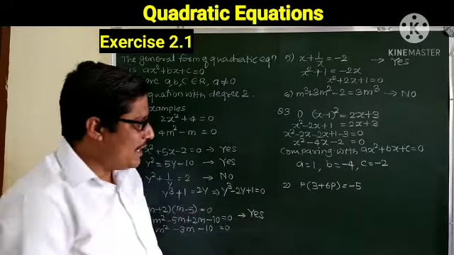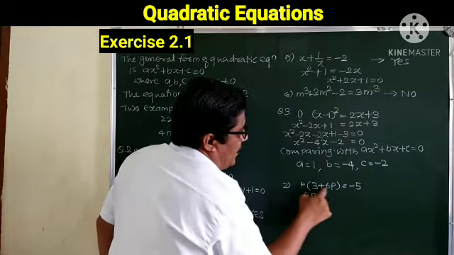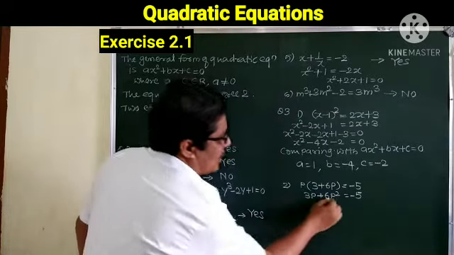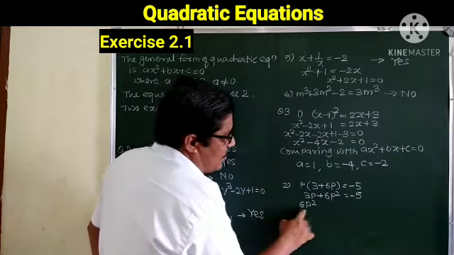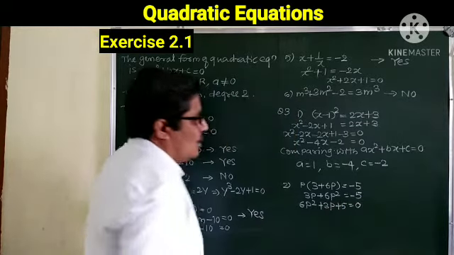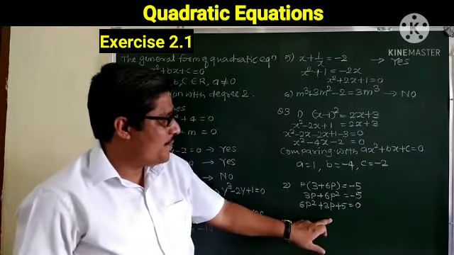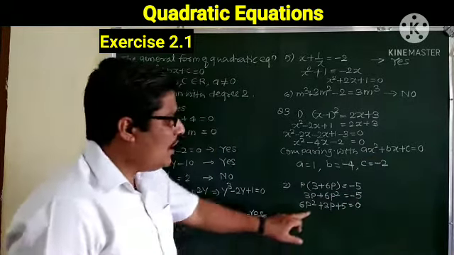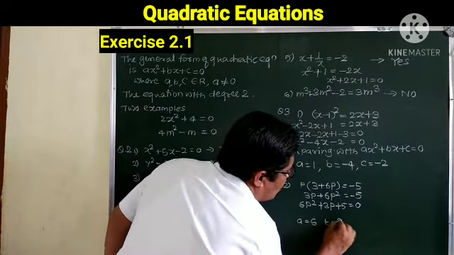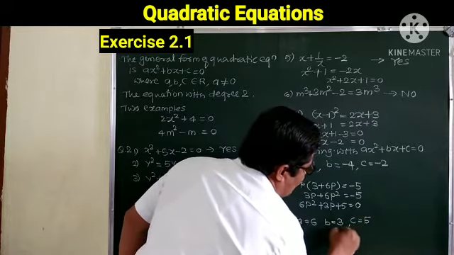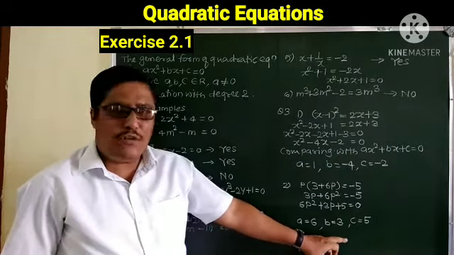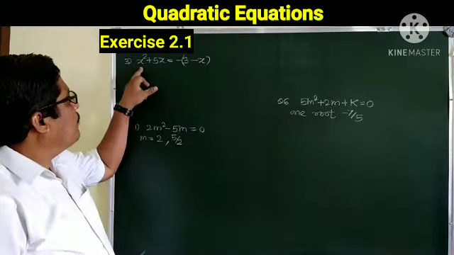Here we have to open the bracket: p into 3, 3p, p into 6p, plus 6p square is equal to minus 5. So 6p square, square term first, then the middle term, that is 3p, and plus 5 is equal to 0. Now comparing with the general quadratic equation, we get a is equal to 6, b is equal to 3, and c is equal to 5. So in this way we can compare the given equations with the general quadratic equation and get the values of a, b, and c. One more example from the same question.